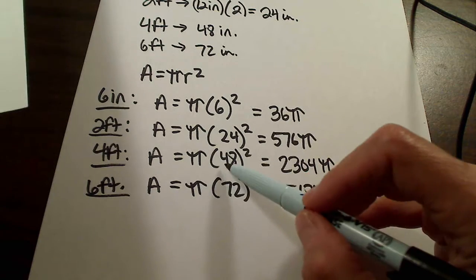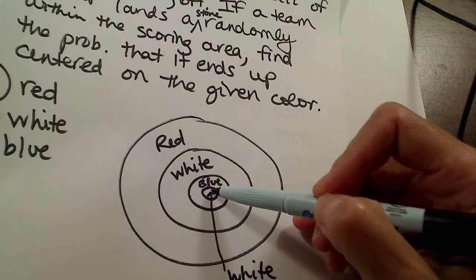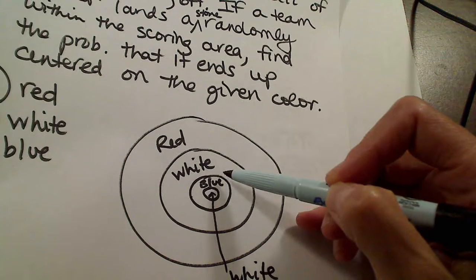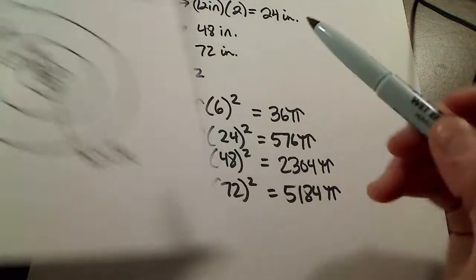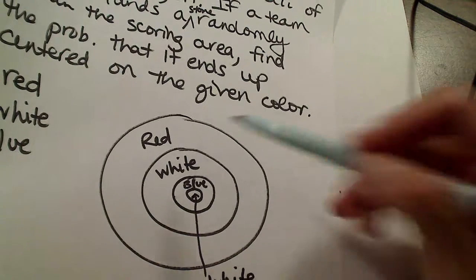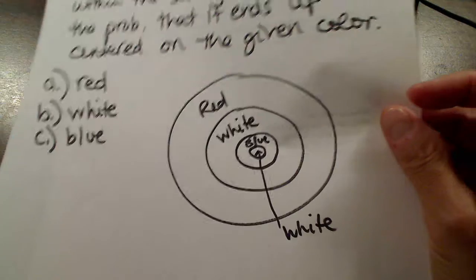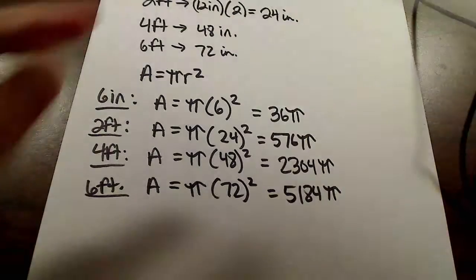And the 4 feet gives us the area of the blue and the white, excuse me, the white, the blue, and then the white. And the 6 foot, the white, the blue, the white, and the red. Okay, so we're going to have to use that knowledge to be able to calculate the rest of this.